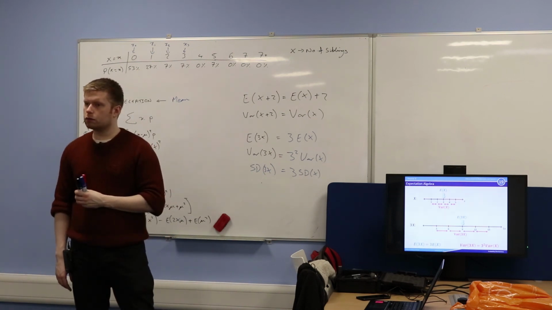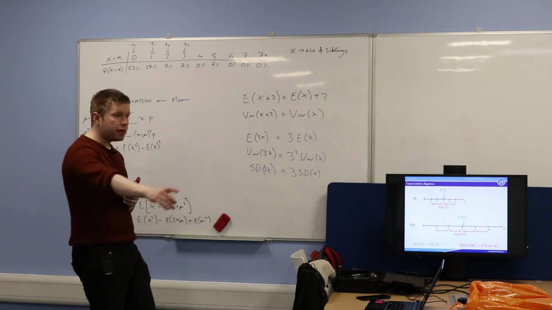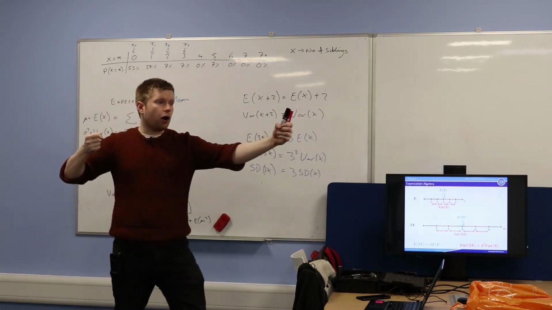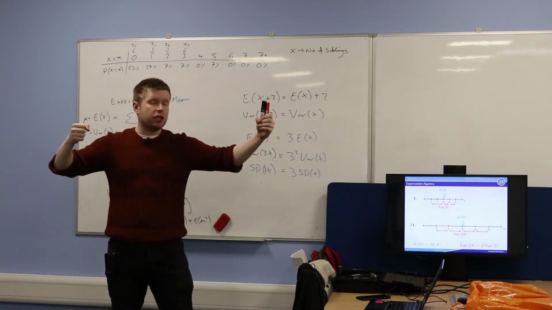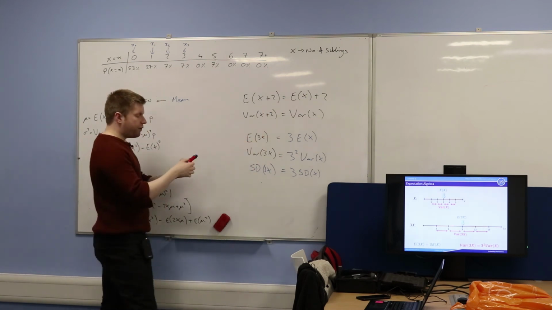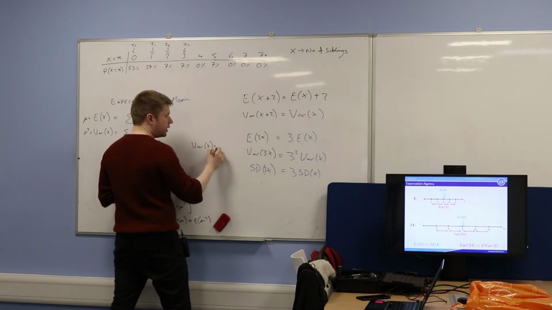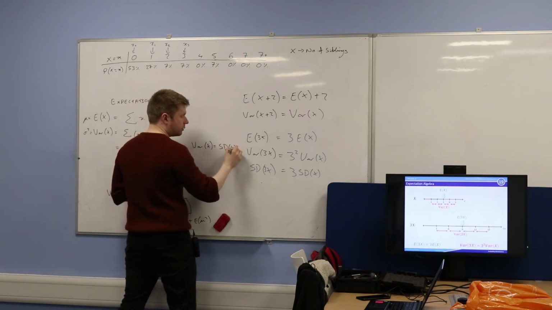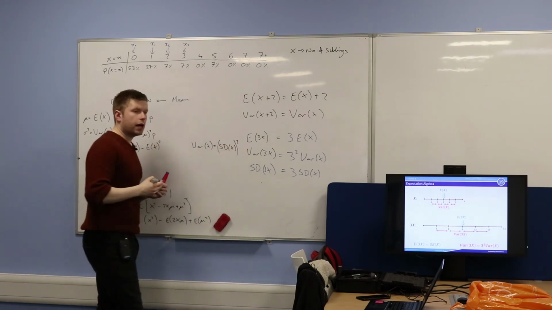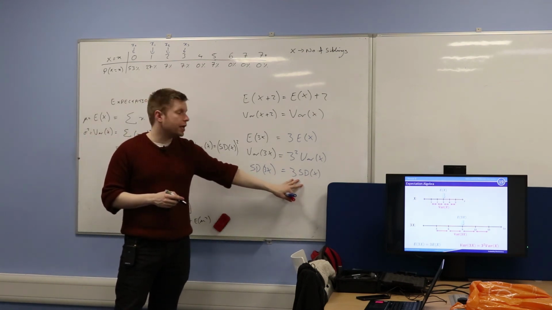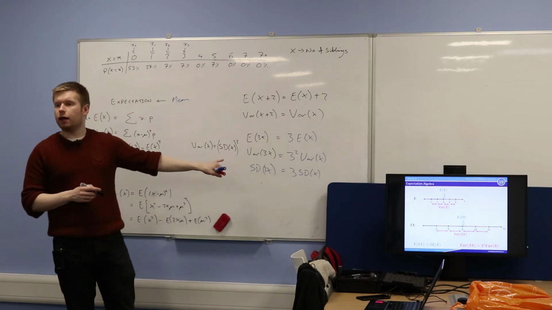Okay? So let me just repeat that. Standard deviation is going to be 3 times as far away from what it was before, because the spread is going to be increased by 3. But you remember that variance is equal to the standard deviation squared. So therefore, if the standard deviation gets increased by 3, the variance should be increased by 3 squared.